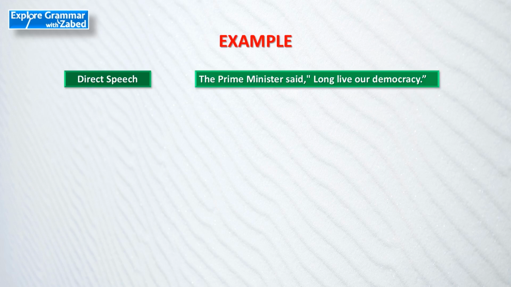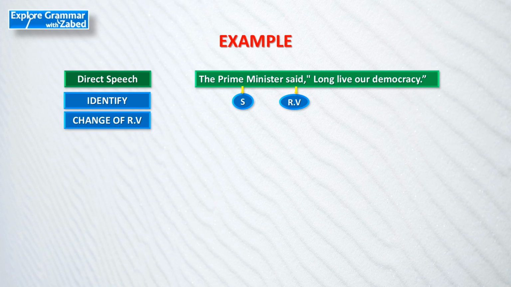Let's look into one more example of it. The Prime Minister said, "Long live our democracy." The first step is to identify. Here, the Prime Minister is the subject. Object is absent or silent here. Said is an example of reporting verb.